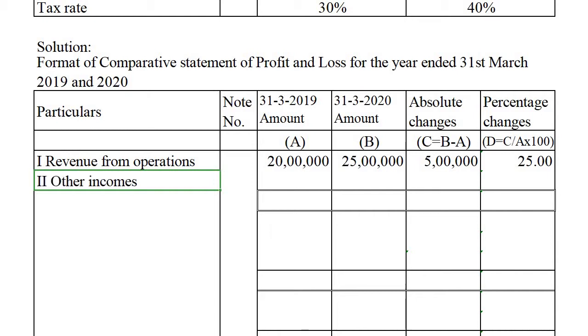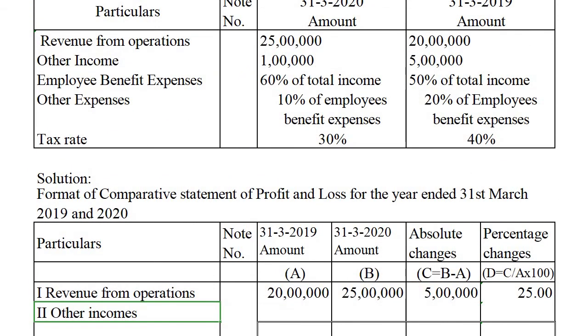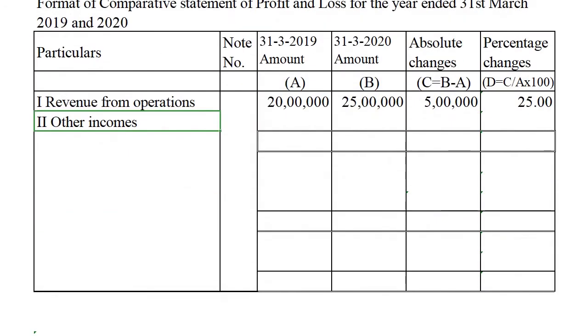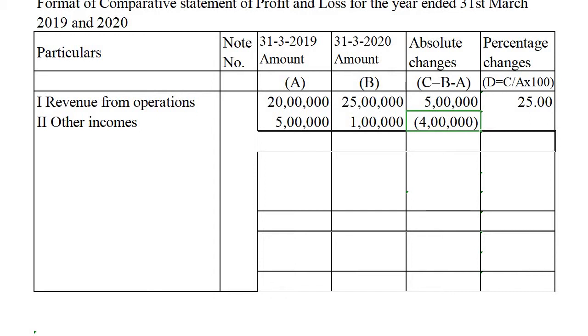Next item, other incomes. So what about other incomes? It is given here 5 lakh for the previous year and 1 lakh for the current year. So previous year 5 lakh, current year 1 lakh. So there is a decrease. So it can be shown in brackets, okay, because it is a decrease. So 4 lakh divided by 5 lakh into 100, that means minus 4 lakh divided by 5 lakh into 100. So we will get percentage minus 80.